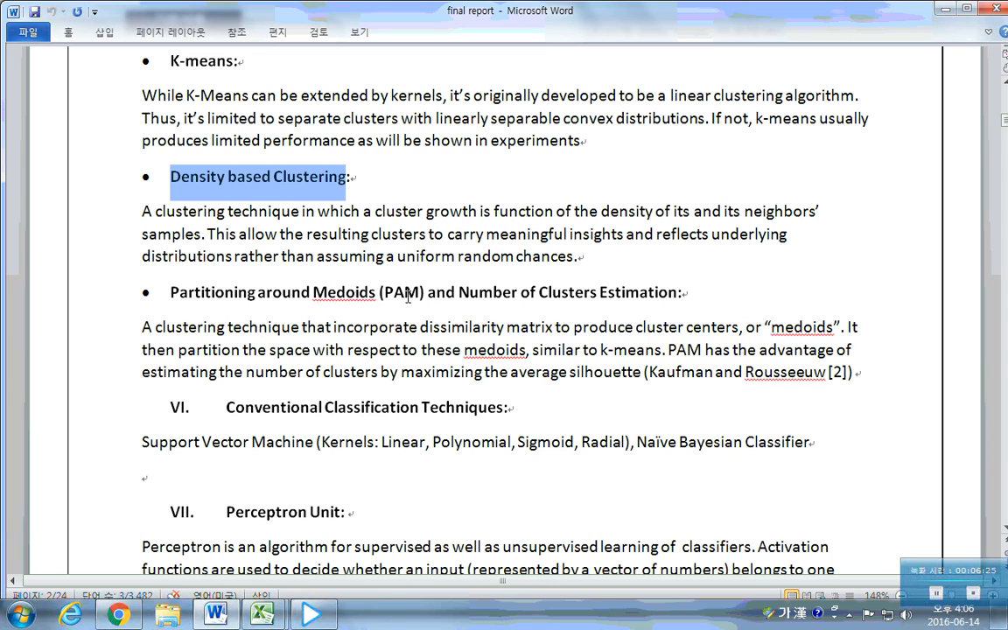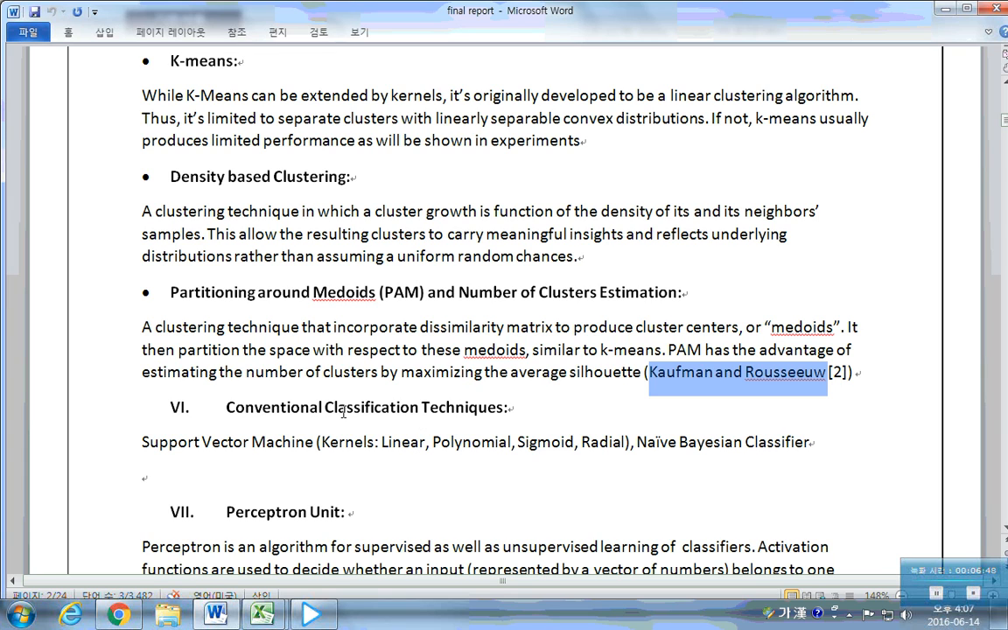Partitioning around medoids is one approach introduced by these people, in which they define something called a dissimilarity matrix, and based on this dissimilarity matrix, they can partition the space. They have the advantage that they can actually estimate the number of clusters, similar to the idea introduced by team 3. So these are the clustering techniques.